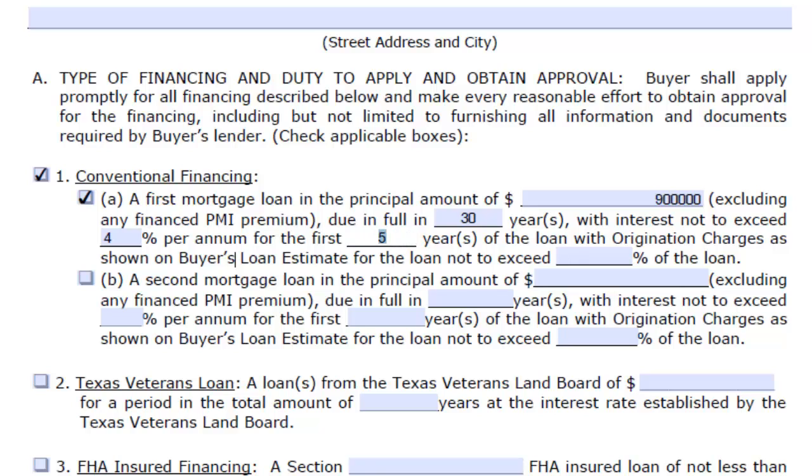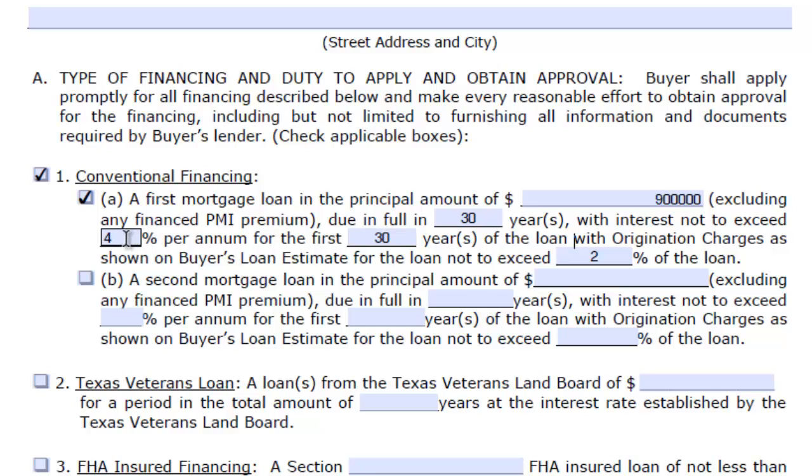Now, most of the time, you're going to be dealing with a fixed rate mortgage, and if it's a fixed rate mortgage, then the interest rate that you're putting in this blank is going to be steady for the entire 30 years. Okay, so that covers the interest rate, and this next part covers the loan fees, the origination charges, as you'll see on the buyer's loan estimate. In most situations, I would look at that loan estimate, look at whatever those origination charges are, and make sure that whatever number I put in this blank is at least that or more. Okay, so let's just say 2%.